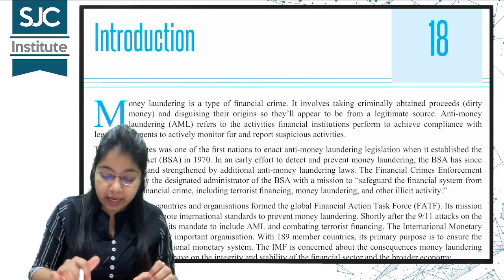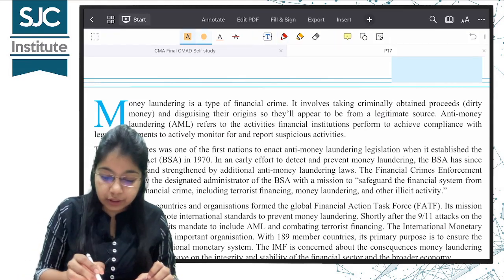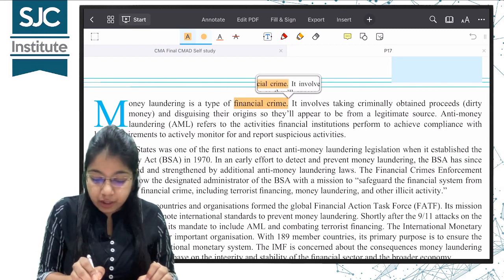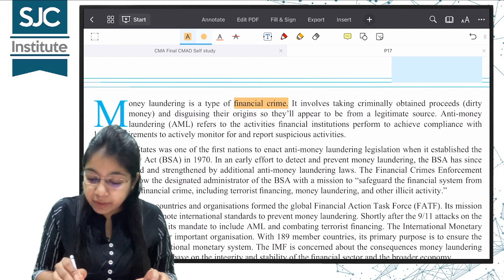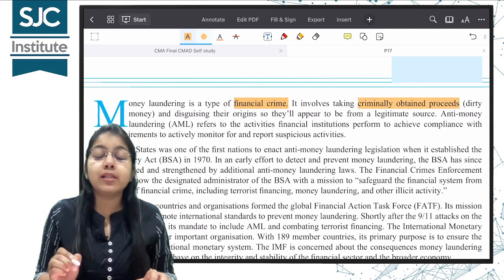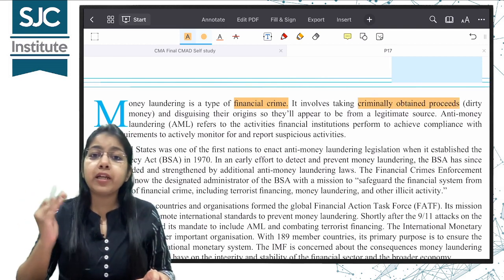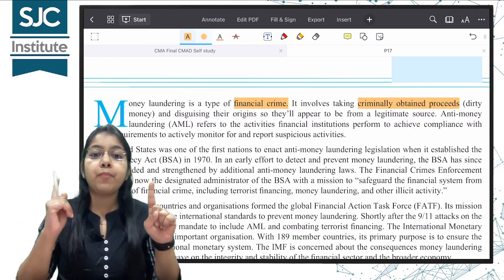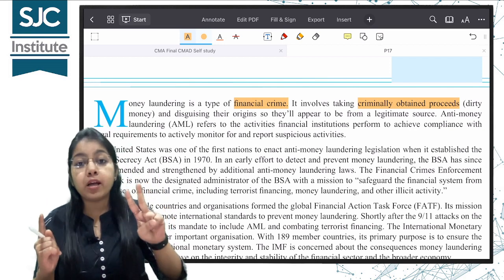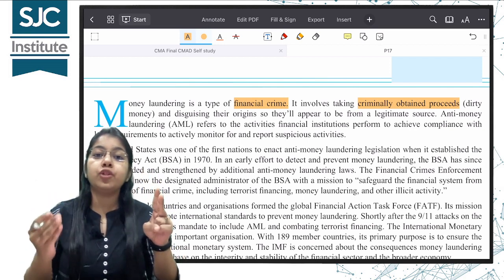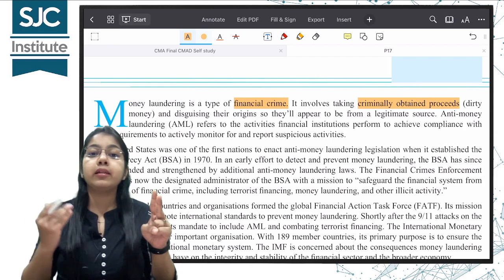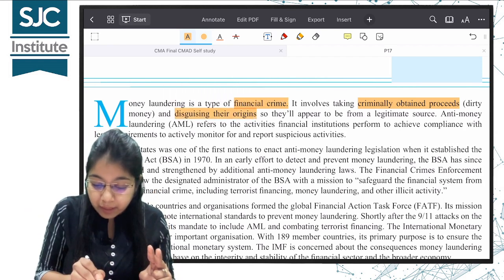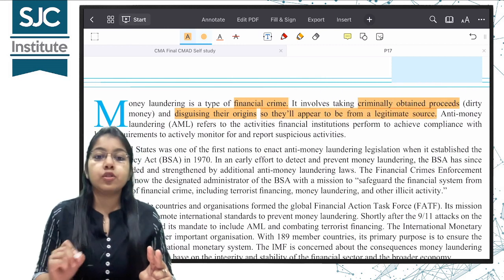It is a type of financial crime. Just you can also mark the things that I am marking. It's a type of financial crime. It involves taking criminally obtained proceeds, also known as dirty money, and not just obtaining criminally obtained proceeds. This is just part 1. Money came after committing a crime, part 1. Now, hiding that money and showing that this money has been obtained from a legitimate, that is legal, way, and disguising their origins so they'll appear to be from a legitimate source.